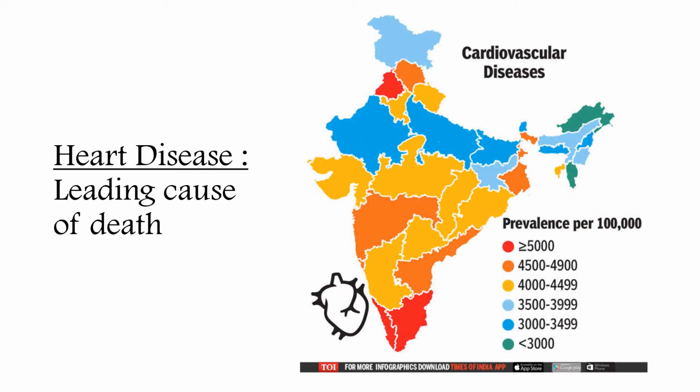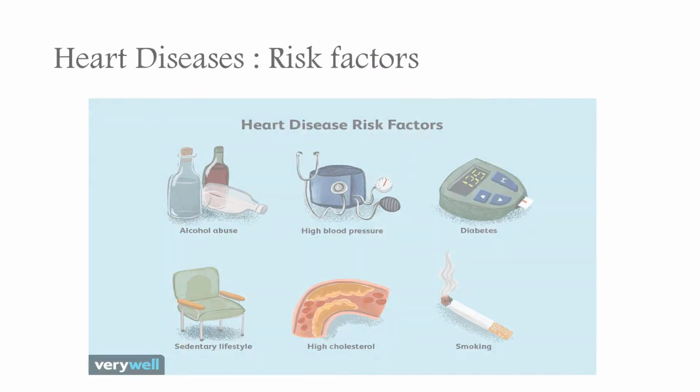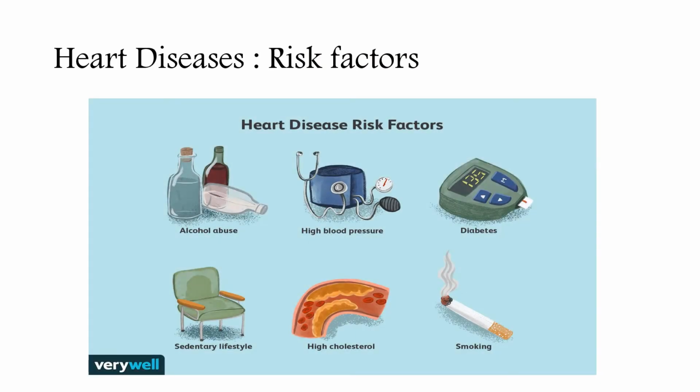In India also, in a population more than 40 years of age, 25% of the adults die of heart diseases. There are definitely defined risk factors about heart diseases. Some of them can be easily controlled, like diabetes, blood pressure, cholesterol levels, and sedentary lifestyle. Also, the addictions like smoking and alcohol are also responsible.